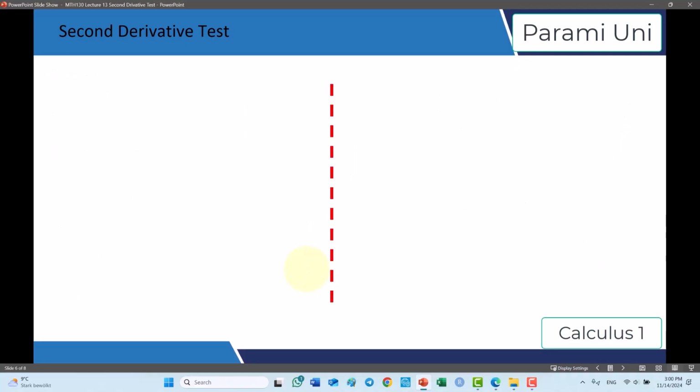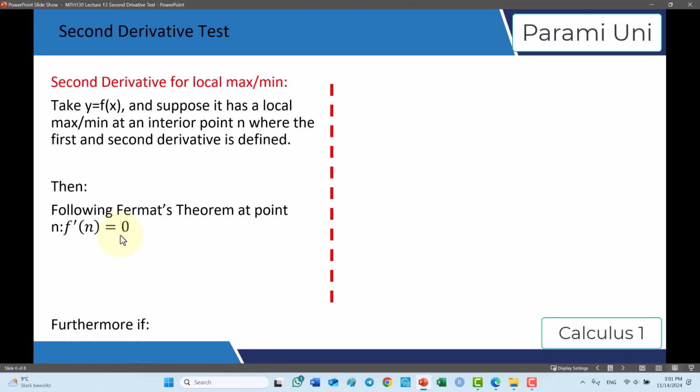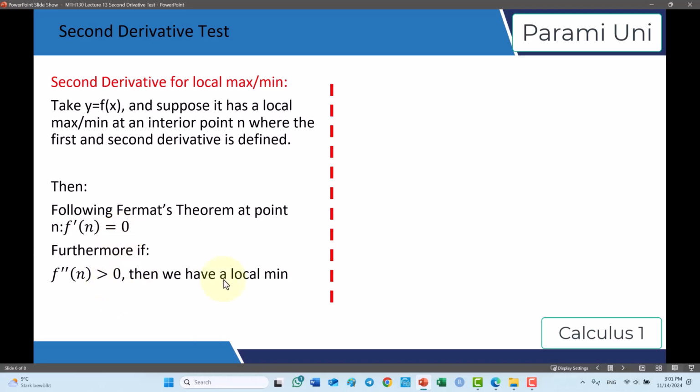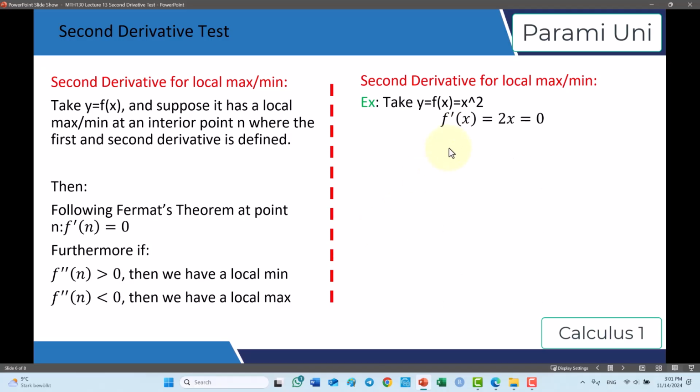The second derivative can also be used to test whether a function has a local maximum or a local minimum. Take the function y is equal to f of x and suppose it has a local maximum or minimum at an interior point n where the first and second derivative are also defined. Then using Fermat's theorem, we know that at this point f prime of n is equal to 0. Now in order to specify whether we have a local maximum or a local minimum, we take the second derivative. If the second derivative is positive, we have a local minimum, and if the second derivative is negative, we have a local maximum.